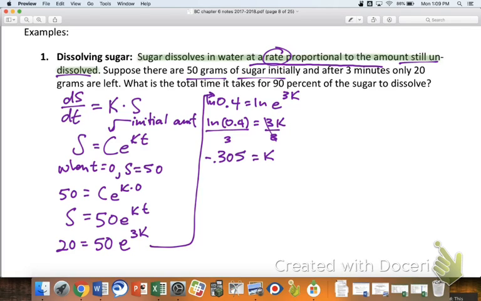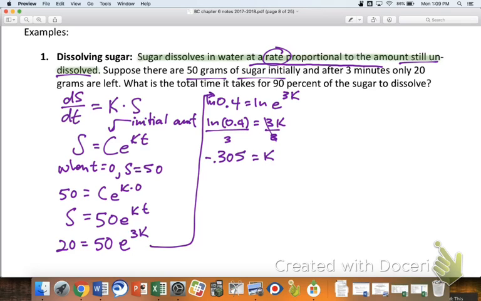I can't read my own handwriting. It's a problem. So one word of caution here. As you do this ln of 0.4 divided by 3, make sure whatever you get for that k value, you store it in your calculator. If you round off and then use the rounded-off number subsequently, you'll be off by a lot. Did you guys hear me? This will be a point of frustration for you if you use a rounded-off number on an intermediate step. So make sure you store the whole thing in your calculator.